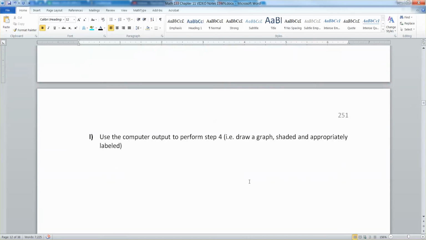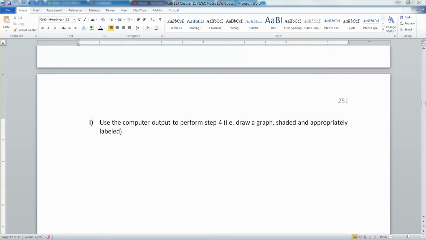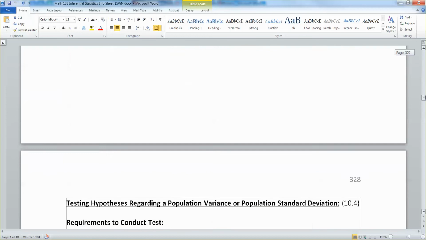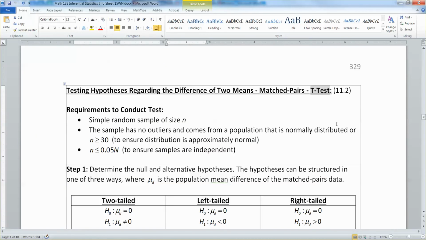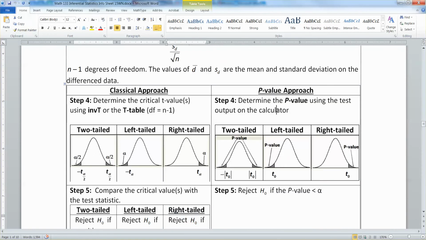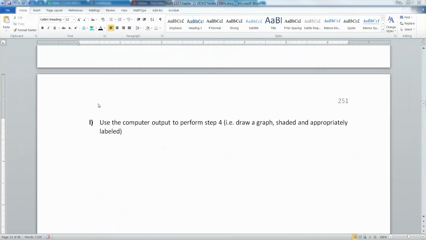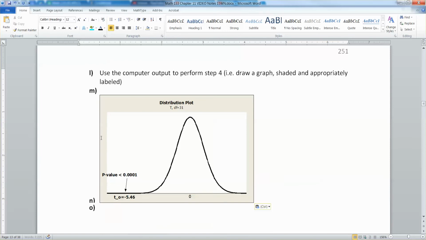All right, now they want us to use the computer output to perform step 4. So that's drawing the graph and labeling it and shading it appropriately and everything. And this is actually easier than you might think because all you have to do is look at the computer output, or the inferential statistics output. So let's go down here. You're doing a paired t-test, so that's this one right here. And you want to do the p-value method, and it's a left-tail test. So you're drawing that middle one right there. And keep in mind, you want a very, very, very small tail because their p-value is extremely small. So small that Minitab basically calls it 0, even though it's not 0.